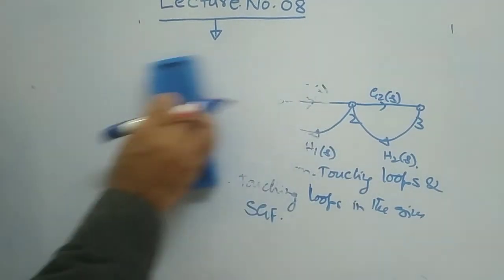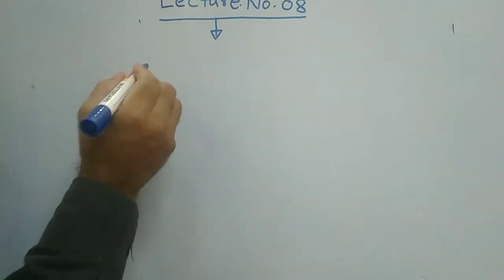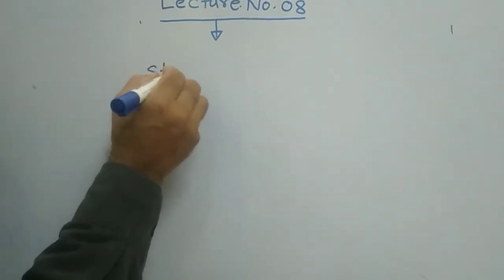Now coming to step number 4, this is the last and very important final step of finding the transfer function by the signal flow graph method. That is step number 4.